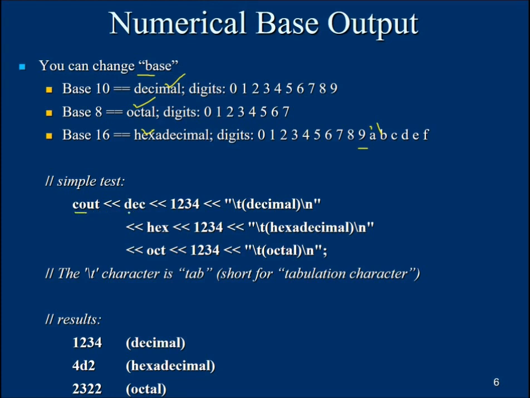Like if you want to present dec and 1 2 3 4, you can have this 1 2 3 4 with some slash t and slash n. Slash t is going to give you a tab, generally 4 spaces, and slash n is the new line character. This is the tab character. And if you want to print hex, then it will be 1 2 3 4 and oct 1 2 3 4.